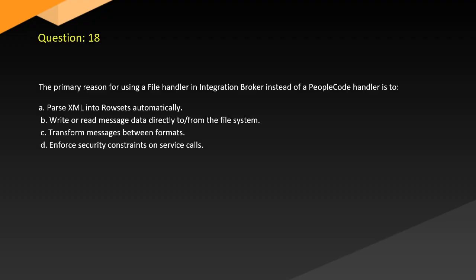Question 18. The primary reason for using a file handler in Integration Broker instead of a PeopleCode handler is to: A. Parse XML into rowsets automatically. B. Write or read message data directly from the file system. C. Transform messages between formats. D. Enforce security constraints on service calls.